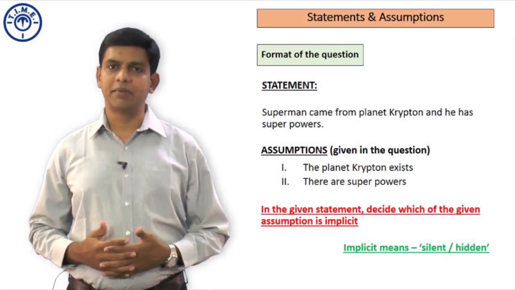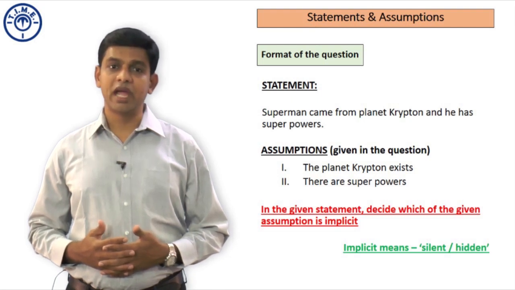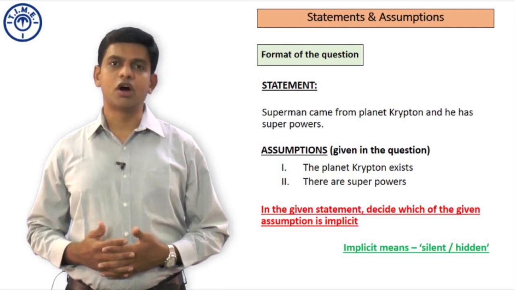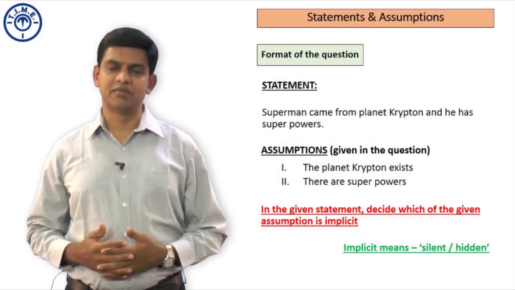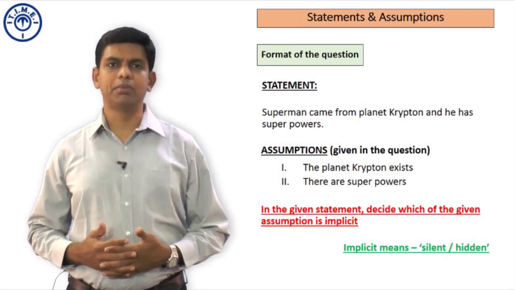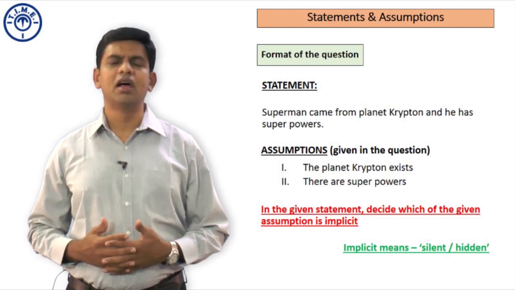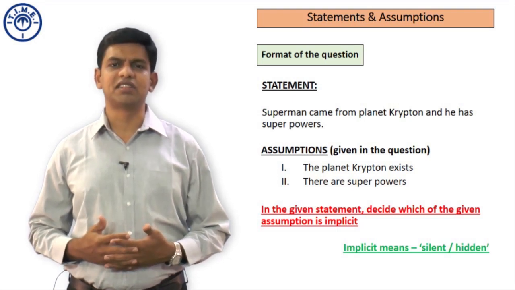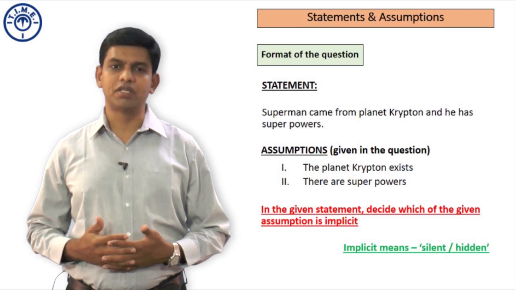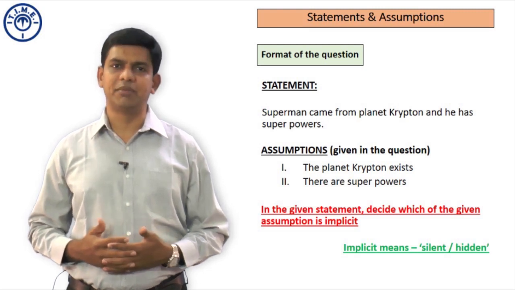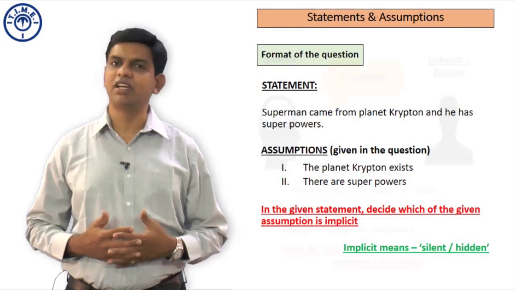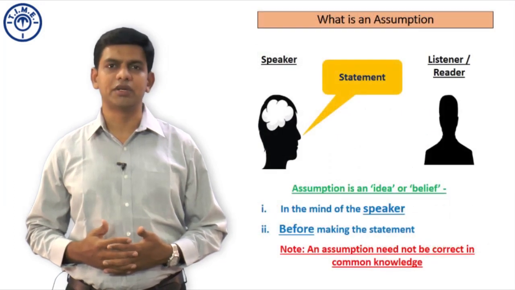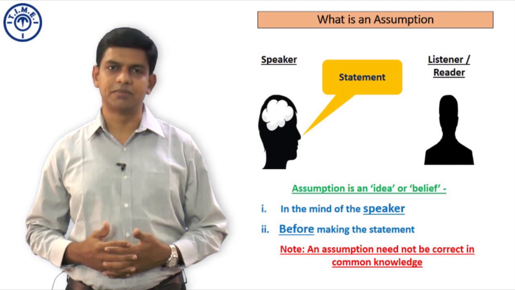Now from these statements, we have to figure out which of the assumptions given here are implicit assumptions. Now what do we mean by implicit assumptions? Basically, implicit is nothing but something which is hidden or something which is given in the particular statement. So I am trying to just identify the assumption from the given statement. That's how we look at this question of statement and assumption.